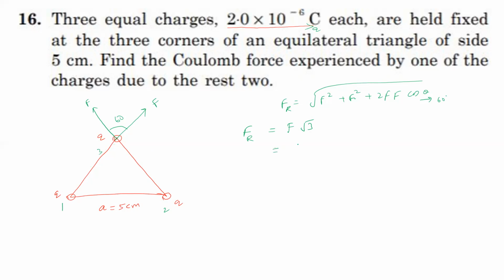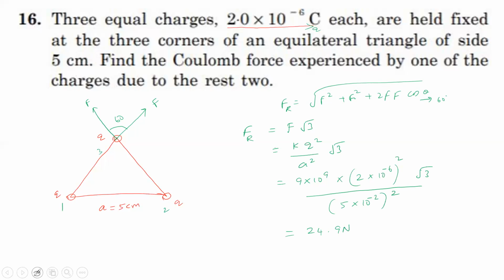Now let us substitute the value of F. F is equal to K Q1 Q2 divided by A square, and since Q1 equals Q2, it is K Q square divided by A square, into root 3. Substituting K as 9 × 10^9 and Q as 2 × 10^-6, we get 2 × 10^-6 whole square into square root of 3, divided by the side length of 5 centimeter, which converted into meter is 5 × 10^-2, whole square. Simplifying this completely, we get the answer as 24.9 Newton.